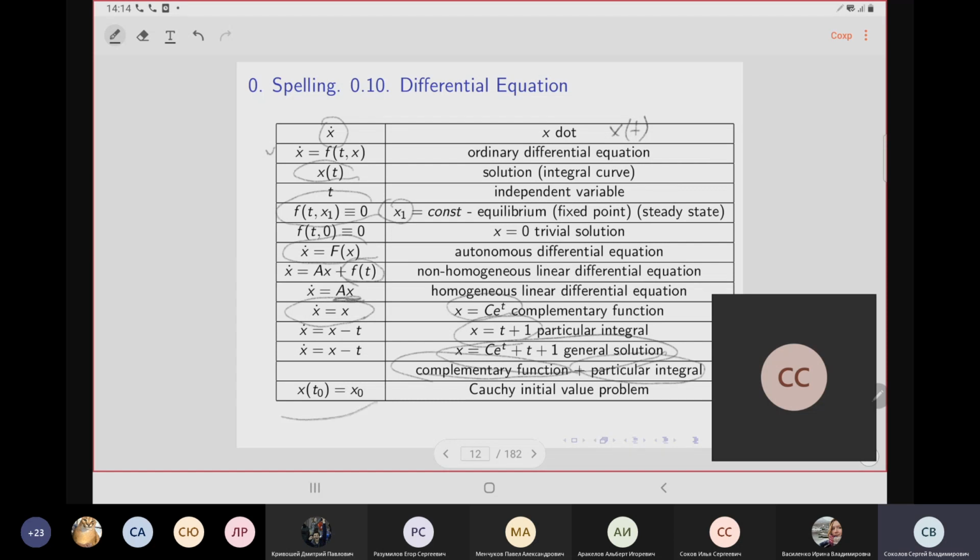Next one. Usually, we are interested in the solution of the Cauchy initial value problem. We usually know the actual situation, and we are interested in what will happen with our, for example, biological community in the nearest future. So we usually have some initial value.